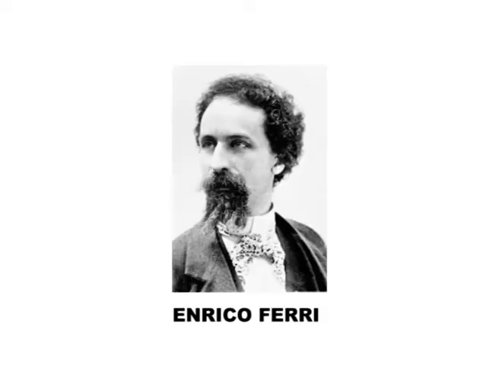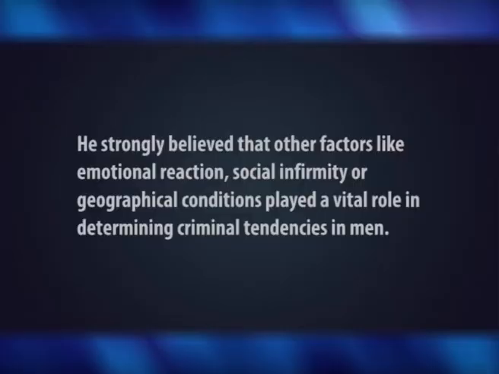One of the chief exponents of the Positivist school of criminology was Enrico Ferri. He challenged the Lombrosian view of criminality through his scholarly researches. He stated that mere biological reasons were not enough to account for criminality. He strongly believed that other factors like emotional reaction, social infirmity, or geographical conditions played a vital role in determining criminal tendencies in men. Therefore, he is sometimes called the founder of criminal sociology.